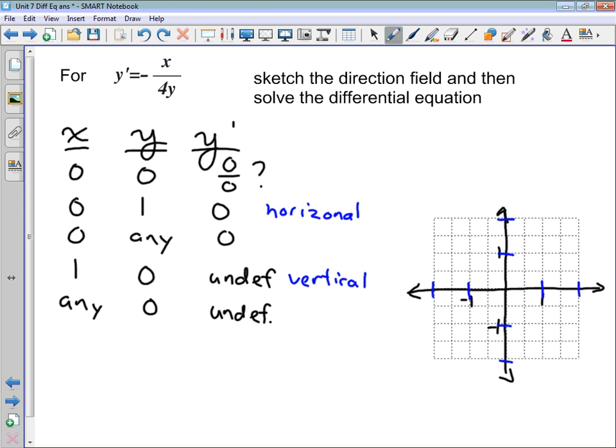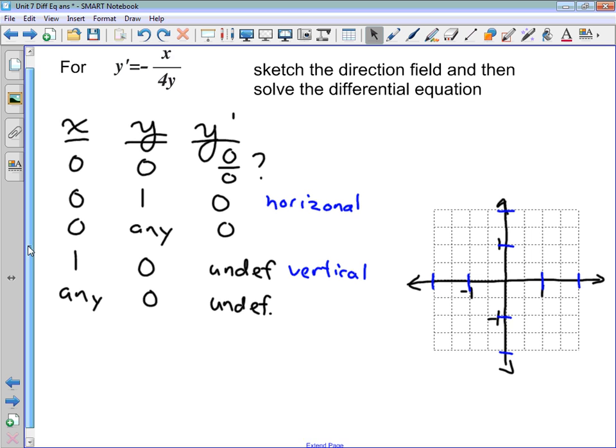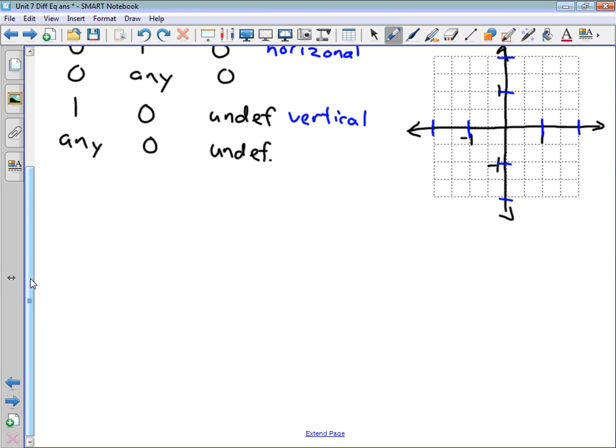Well, what if we move off the x-axis and the y-axis and pick some different points? Let's pick x equals 1, y equals 1. That's going to give us a slope of -1/4. So let's draw that in. It's kind of like that. And then let's move down to x equals 1, y equals -1. That's going to give us a slope of +1/4. So a similar sort of angle, but going in the other direction, kind of like this.